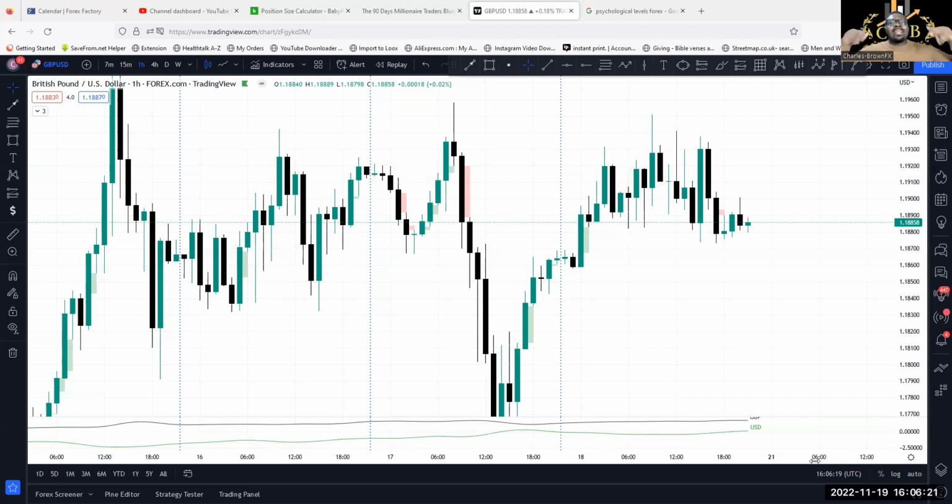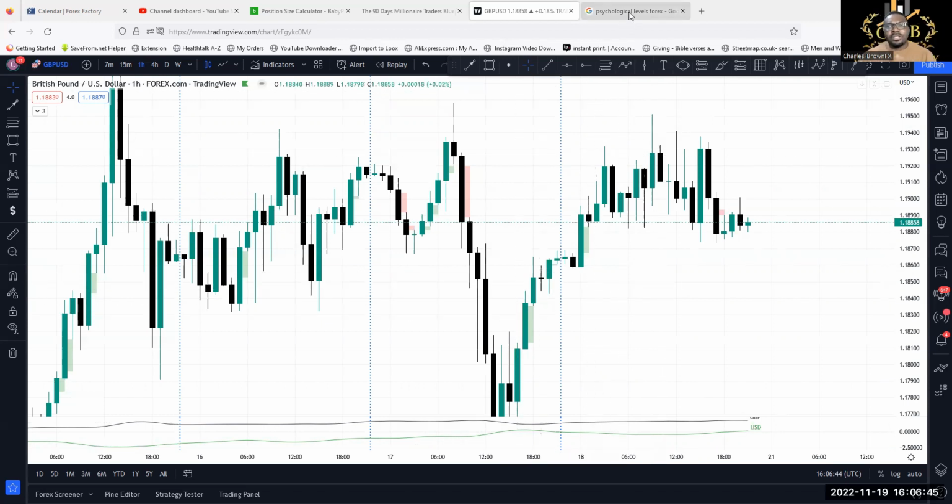Now let's get into the nitty-gritty of how to trade psychological levels. The first thing you want to understand is how do you trade it? Now, I'm going to be sharing with you how to do this using the GBPUSD, which is my favorite pair anyway. So I want to share with you how to do it, how to set your chart up with psychological levels, and how to trade it. You don't want to miss this video.